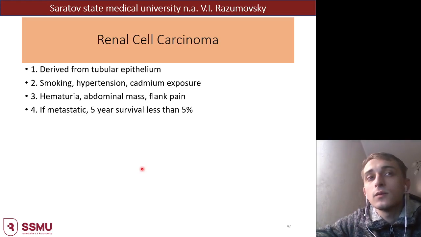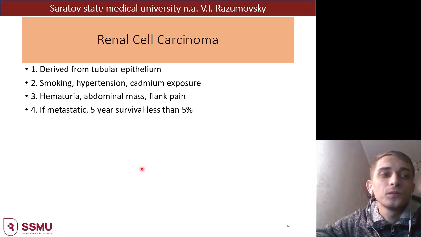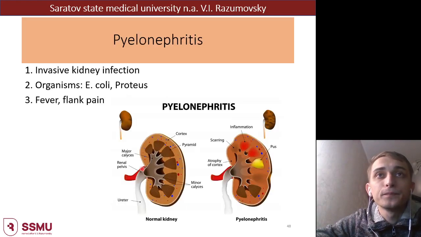And one of the typical characteristics of this disease is a bad prognosis. If we can see metastasis, the 5-year survival is less than 5%. Most of the patients are incurable, and it will lead to their death.